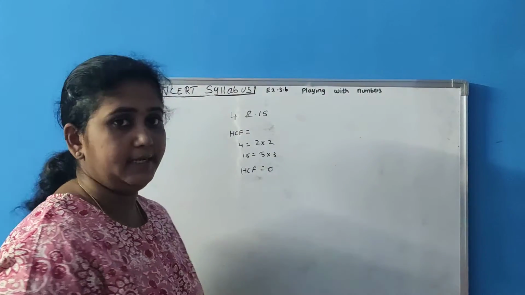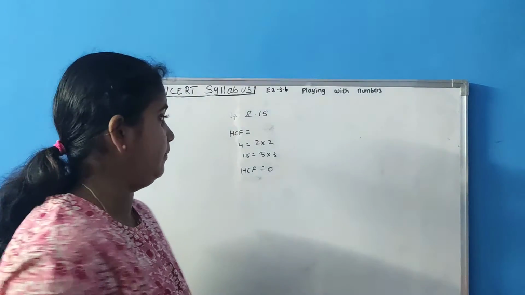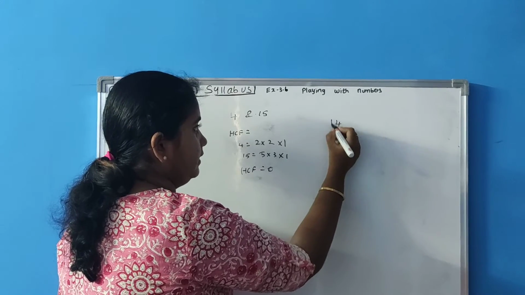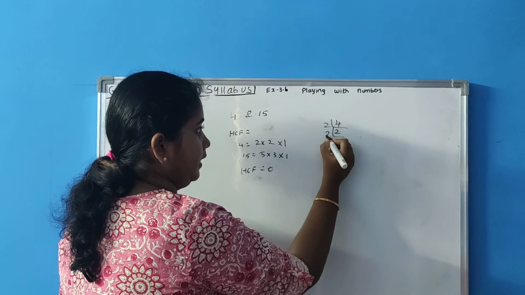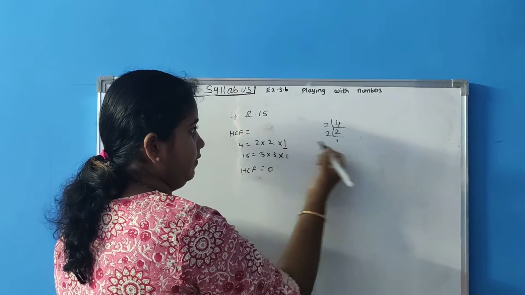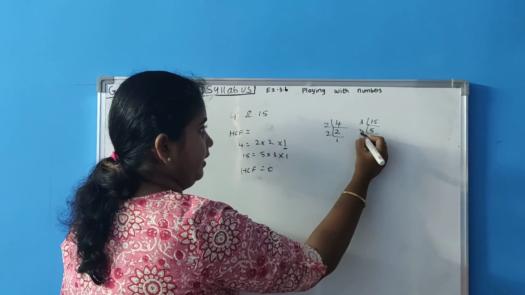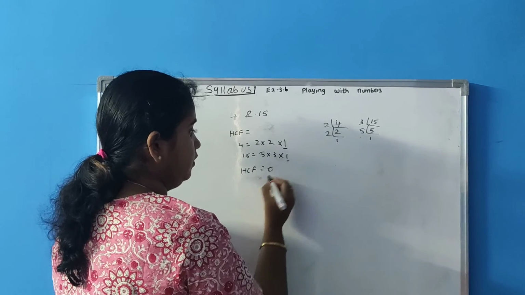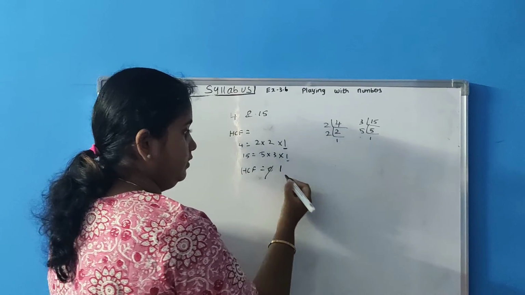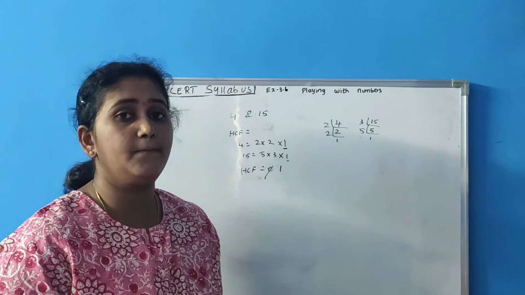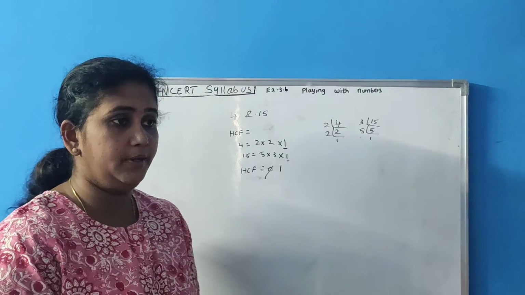I already told you in your previous sum, it will always be multiplied by 1. If you want, you solve it and see. 2 to 4, then again 2, 1, so 1 will come. Again 15, 3, 5 3 15, 5, 1, so 1 will come. So the HCF is not 0, the HCF is 1. 1 is your correct HCF. So with this I am completing exercise 3.6.